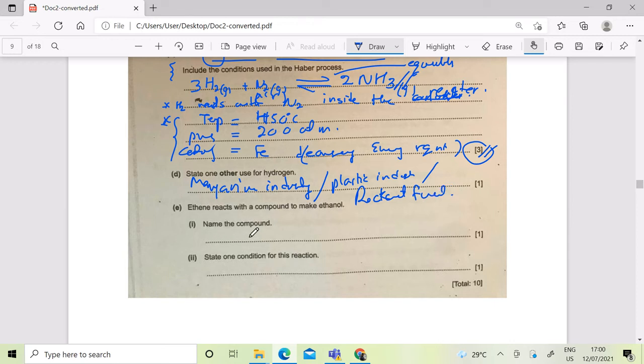Right. Moving to the next part. Ethene reacts with a compound to make ethanol. So name the compound. You know ethene reacts with steam to form ethanol. State one condition for this reaction. So this is an addition reaction, and you require conditions like concentrated acid catalyst, H2SO4 as a catalyst, or we require 300 degrees Celsius temperature and 60 to 70 atm pressure. Write at least one, that would be fine.